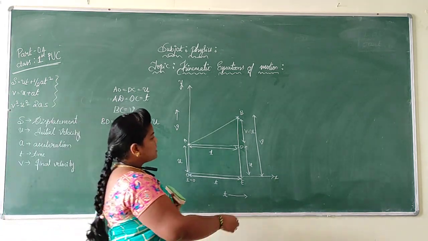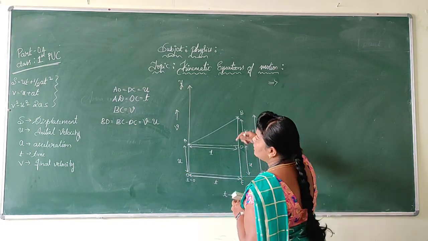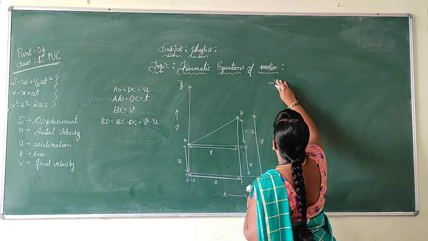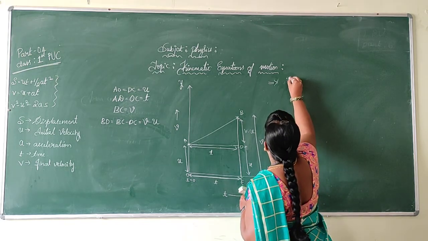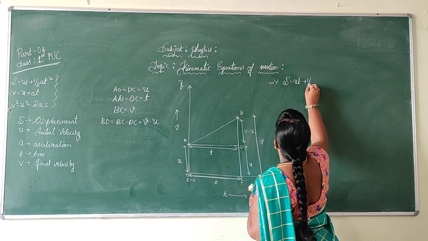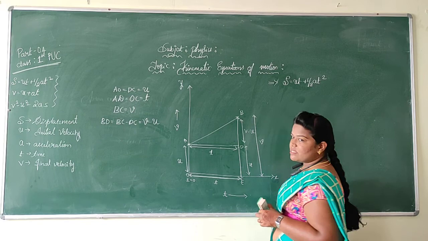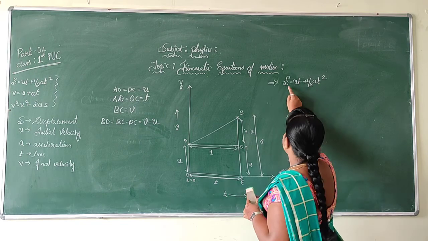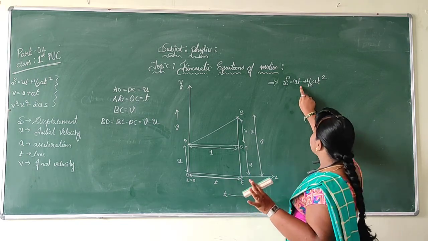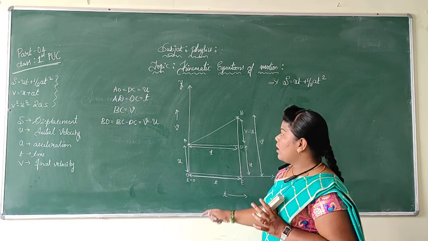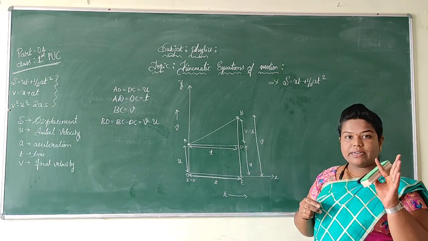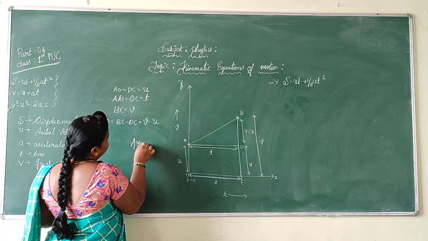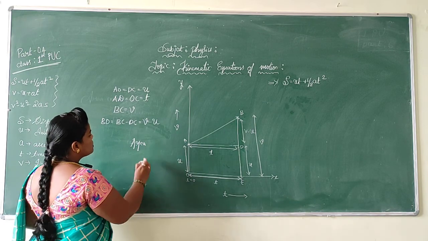Now my dear students, first I am moving towards the derivation of the first equation of motion, that is S is equal to ut plus half at square. I want to derive this equation. Here you can observe that S is the displacement, u is initial velocity, t is time, a is acceleration. Now here there is already a presence of displacement, and you know that if you calculate the area under the VT graph, it gives you displacement.